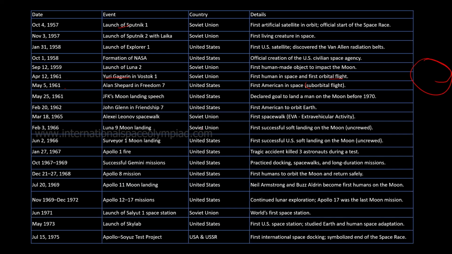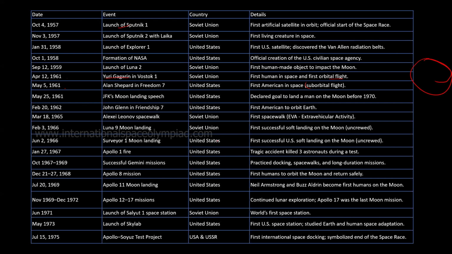Then the moon landing goal. This happened in 1961. John F. Kennedy's speech on the moon landing: he said that by the end of the 1960s, that means just before the 1970s, the Americans will land men on the moon. So that is the famous speech by John F. Kennedy. And they accelerated their research. In 1962, John Glenn in Friendship 7, the first American to orbit the Earth. Then Alexei Leonov's spacewalk, Soviet Union, Luna 9, also Soviet Union.